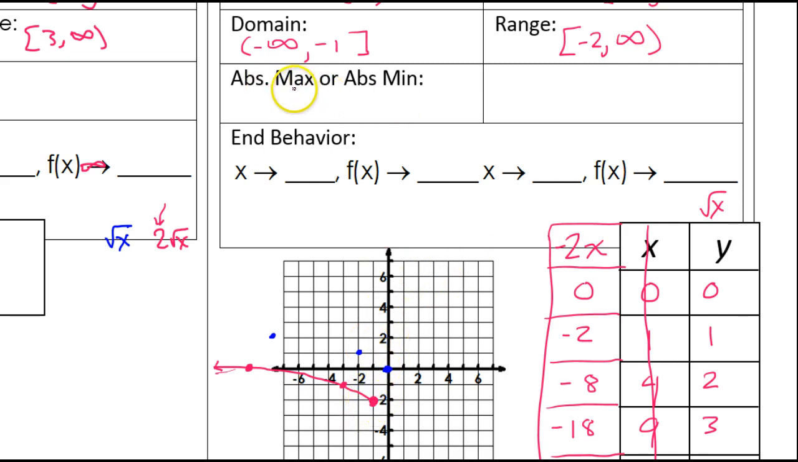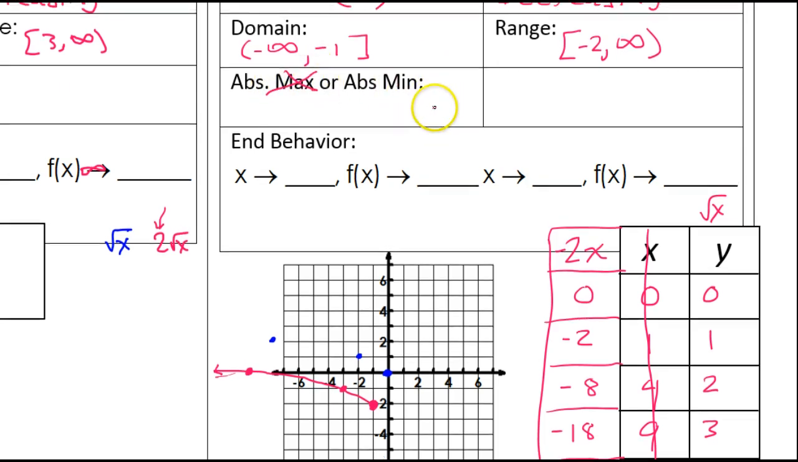Okay, now, absolute max or absolute min. Does this graph have a highest value? No. In fact, look at your range. It goes up forever. So there is no absolute max. All right, is there a lowest value? Yeah, you again just look at your range. The lowest value is -2. So there's an absolute min at -2.